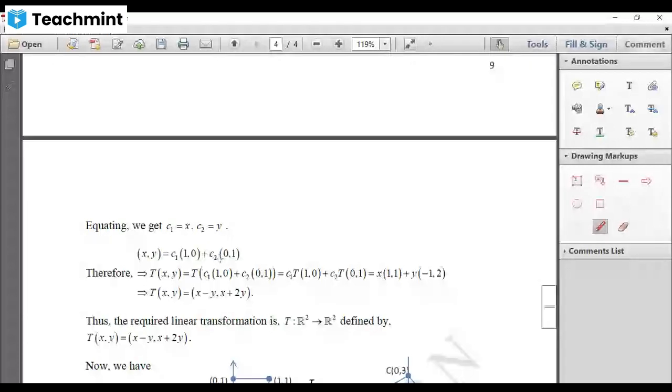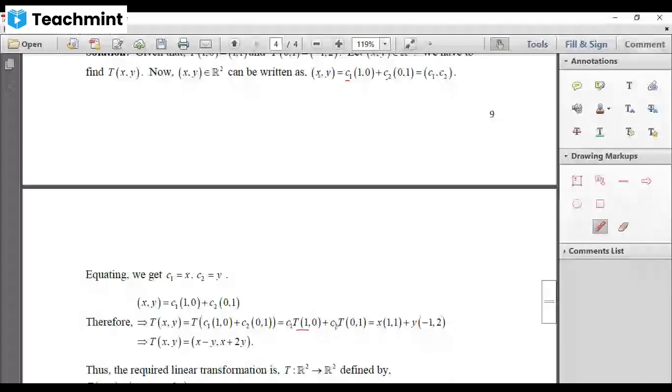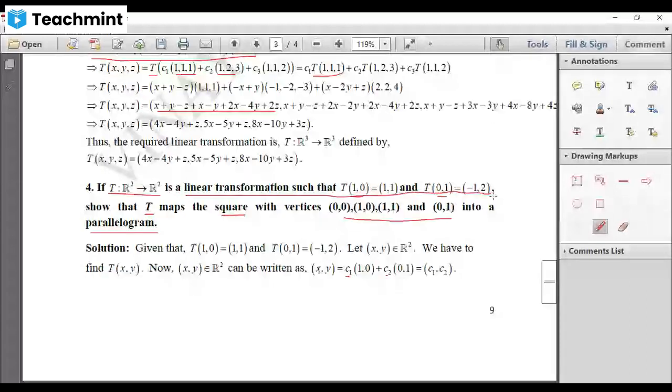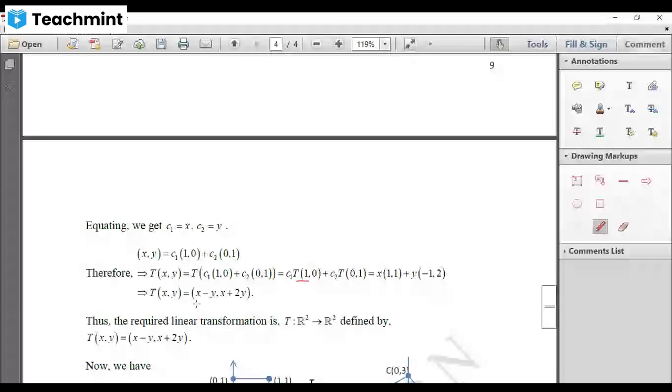Therefore, now we have (X, Y) equal to this, and we need the image of this. So what is the image of this? Because T is linear, you can write the scalar outside: C1 into T of (1, 0) plus C2 into T of (0, 1). We know C1 is X, and the image of (1, 0) is given as (1, 1). Substitute it. Plus C2 into the image of (0, 1), which is (-1, 2). Substitute that. Now X into 1 plus Y into -1 is minus Y, so X minus Y is the X coordinate value. X into 1 plus Y into 2 is 2Y, so X plus 2Y is the Y coordinate. So we got the image.